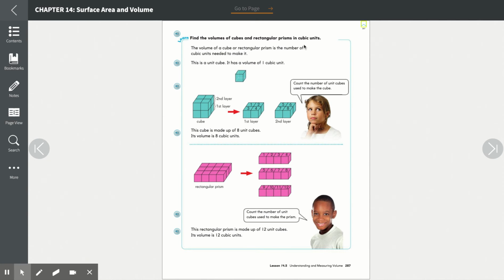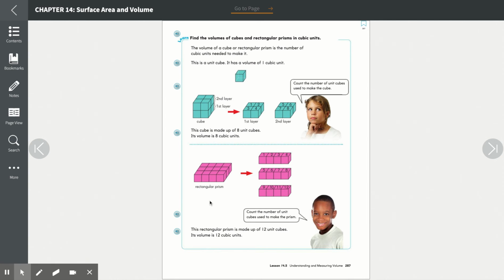We're going to find the volumes of cubes and rectangular prisms in cubic units. So the volume of a cube or a rectangular prism is the number of cubic units needed to make it. This is a unit cube, and it has a volume of 1 cubic unit. This cube is made up of 8 unit cubes, so the volume is 8 cubic units. The first layer has 4 cubes, and the second layer has 4 cubes. So you're counting the number of unit cubes used to make the larger cube here.